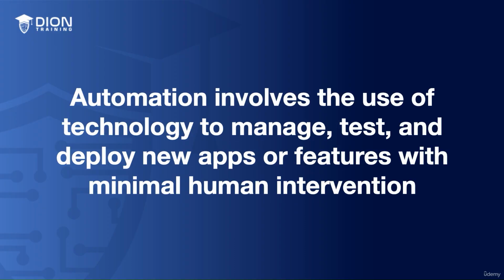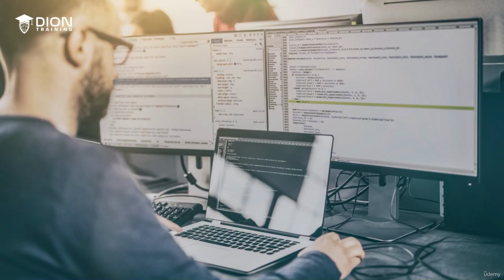In the world of application development, automation really involves the use of technology to manage, test, and deploy new applications or features with minimal human intervention. In the days of legacy software development, every step of the software development testing, release, and deployment process was conducted by our software developers, who are, after all, humans. Now, relying on humans for every step can be a major hurdle that slows down our release and deployment process.